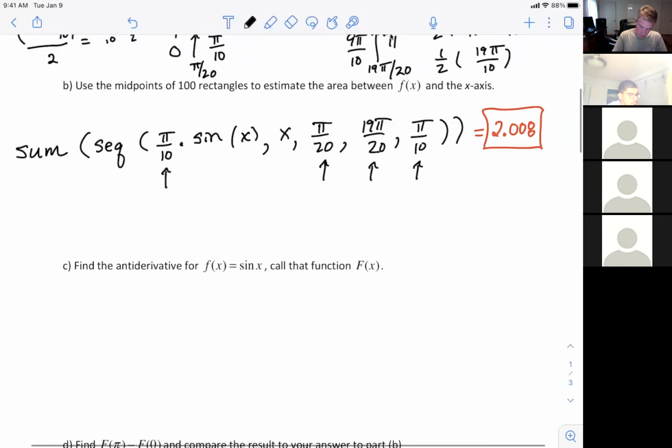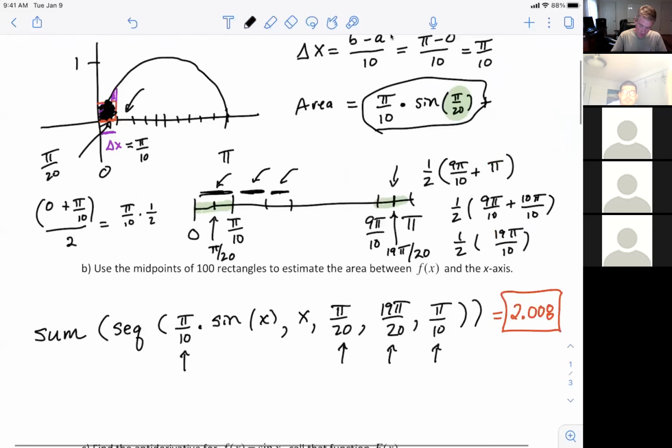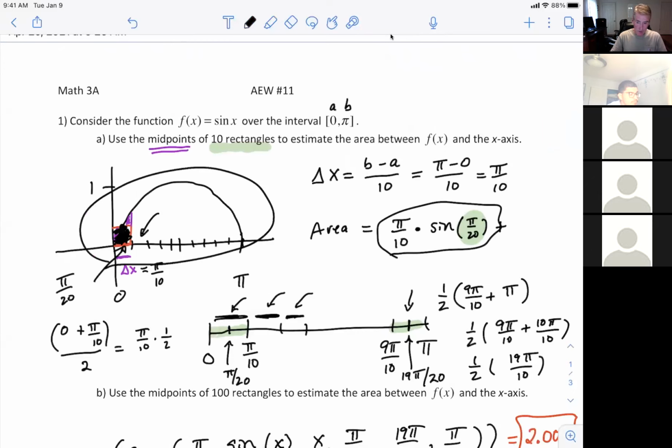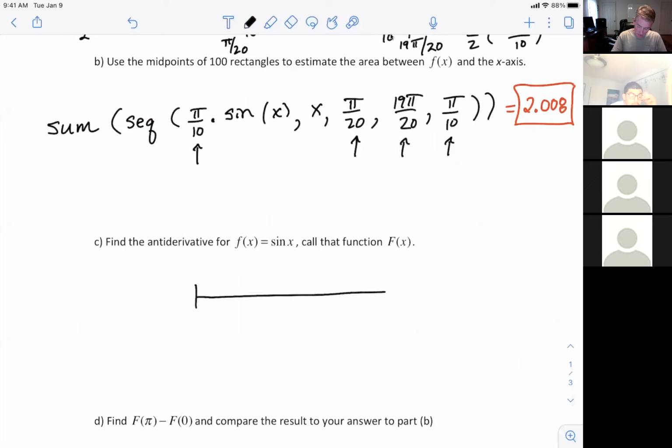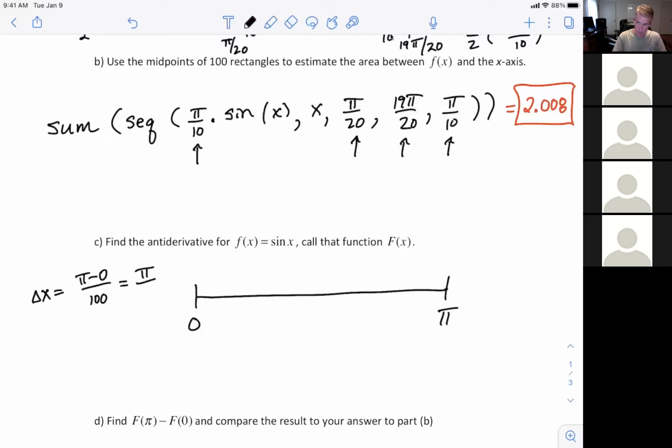So when doing these Riemann sums, I pretty much just draw the whole picture just one time. The rest of the time, I just use the x-axis because that's all I really need to be able to tell the calculator what to do. So the whole interval goes from 0 to pi. Delta x is b minus a over however many rectangles. So that's going to be pi over 100. So that means this first interval is going to go from 0 to pi over 100.